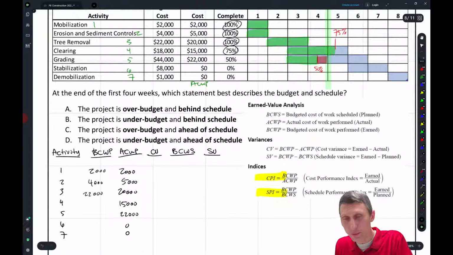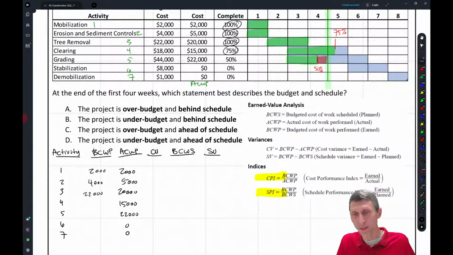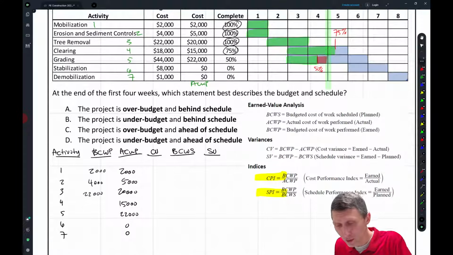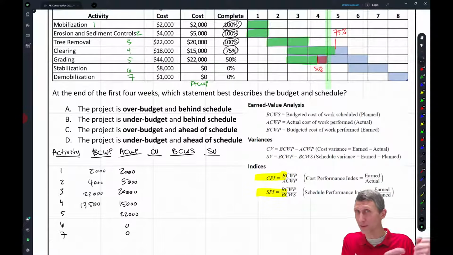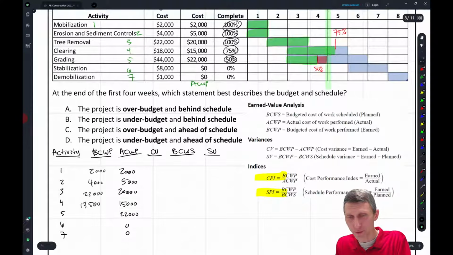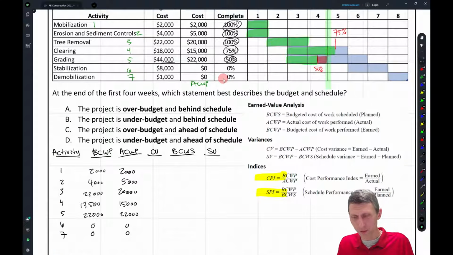And now this is where we get, because we only have 75% of the work complete, so 0.75 times 18,000 is going to be 13,500. So this is going to be 13,500. Okay, so that's the budgeted work of 75% of the work that was completed. Does that make sense? The next one, 50% of 44,000 is going to be $22,000. 0 and 0 come for 6 and 7 because there's 0 work complete, and that's good. Does that make a little bit of sense? So we're taking that, we're figuring it out.